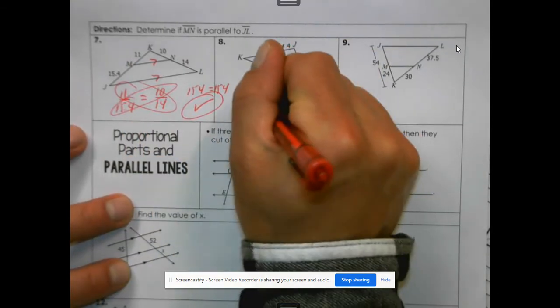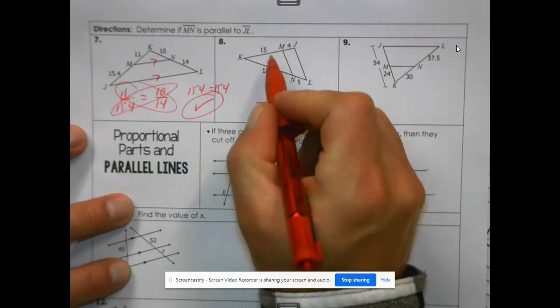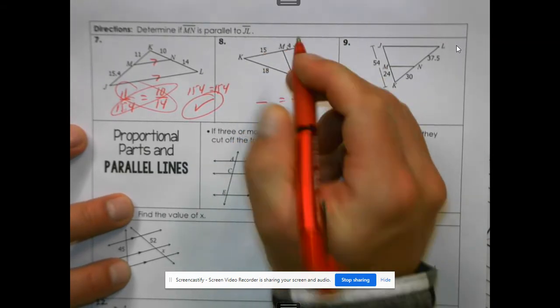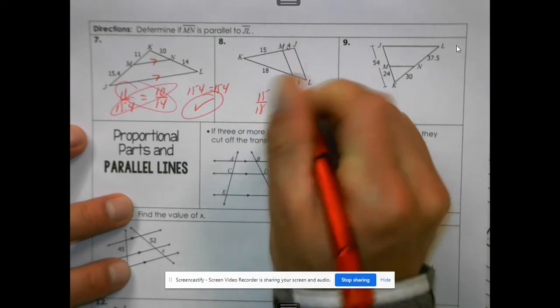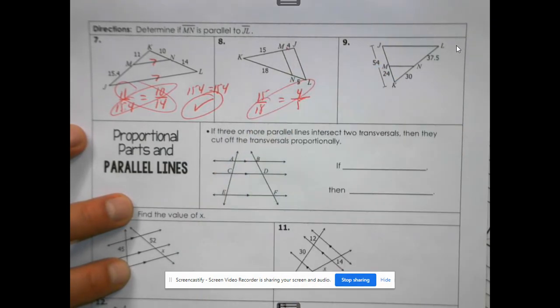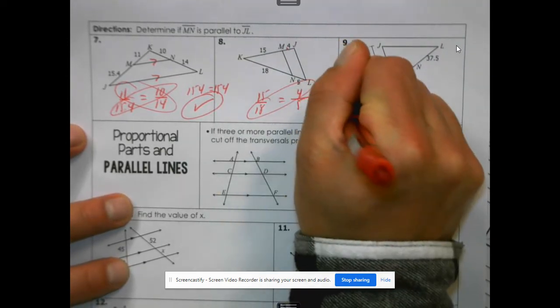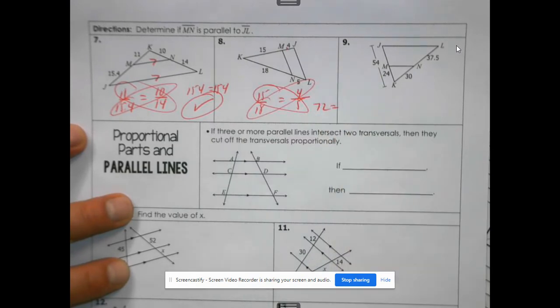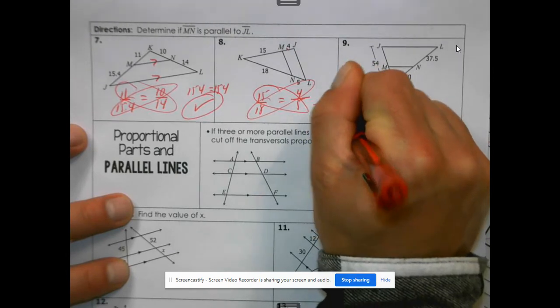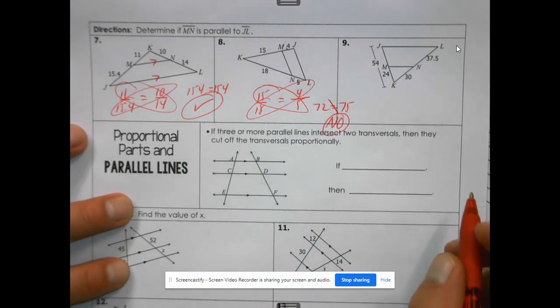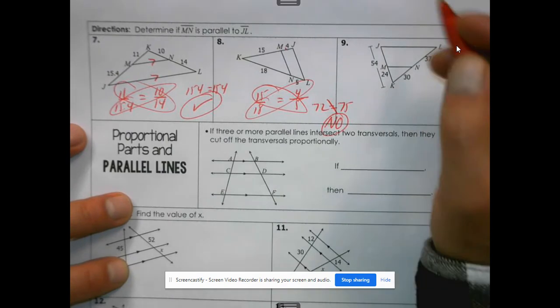Number 8. I'll go top down, top down. So 15 over 18 is 4 over 5. Cross multiply. 18 times 4 is 72. 15 times 5 is 75. This is a no. They did not come out the same. 72 is not the same as 75.